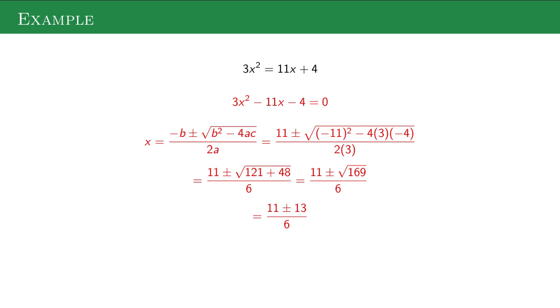It's just 13. And a lot of people will leave their final answer like this, but once you get down to all numbers, you can go a bit farther. This plus or minus is just a shortcut saying there's two answers. If I do the plus answer, it simplifies down to 4. If I do the minus answer, it simplifies down to negative 1/3. So this is the quadratic formula in action.